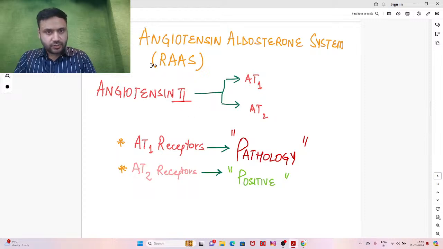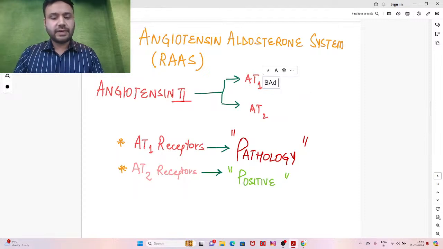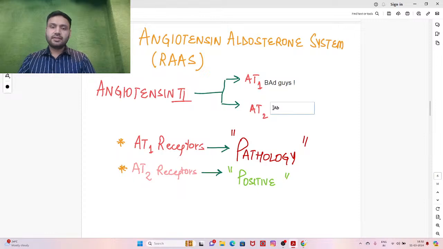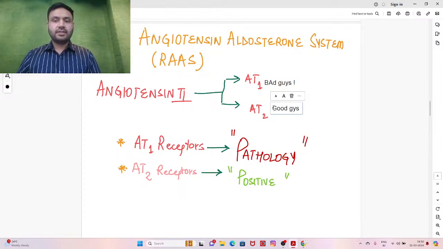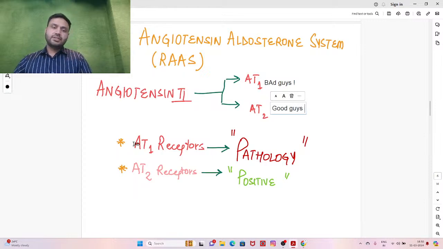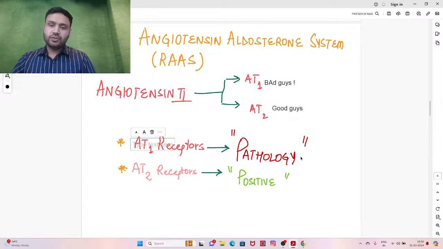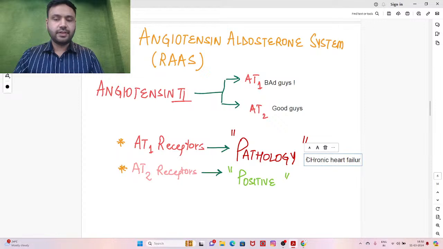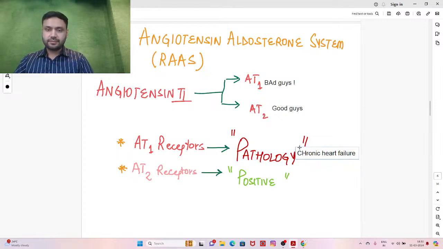In the Renin-Angiotensin-Aldosterone system, angiotensin 2 is synthesized. This angiotensin 2 acts via two receptors: angiotensin 1 receptors and angiotensin 2 receptors. The AT1 receptors are the bad guys, and the AT2 receptors are the good guys. That is why angiotensin 2 via AT1 receptors leads to the pathology. What pathology? Chronic heart failure. And if we want positive effects, these are present via AT2 receptors, because these are the good guys.